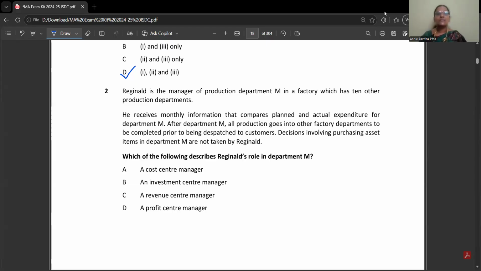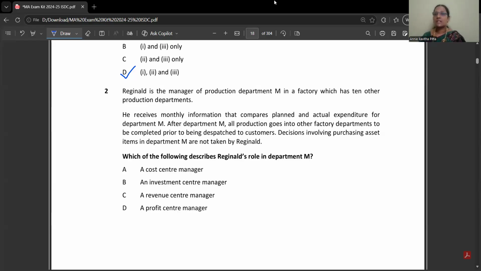We see that there are four different types of responsibility centers: a cost center, revenue center, profit center, and investment center. For a cost center, the manager is accountable for the costs, because the cost center incurs only cost. There is no source of revenue. A revenue center is responsible for generating a greater amount of revenue.